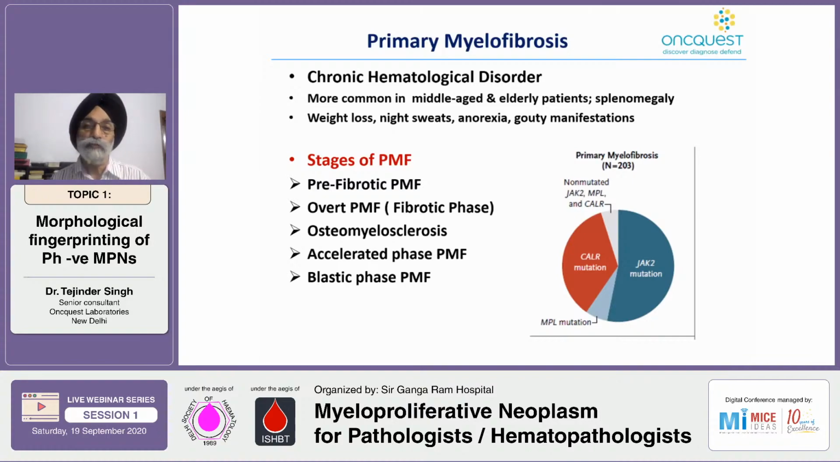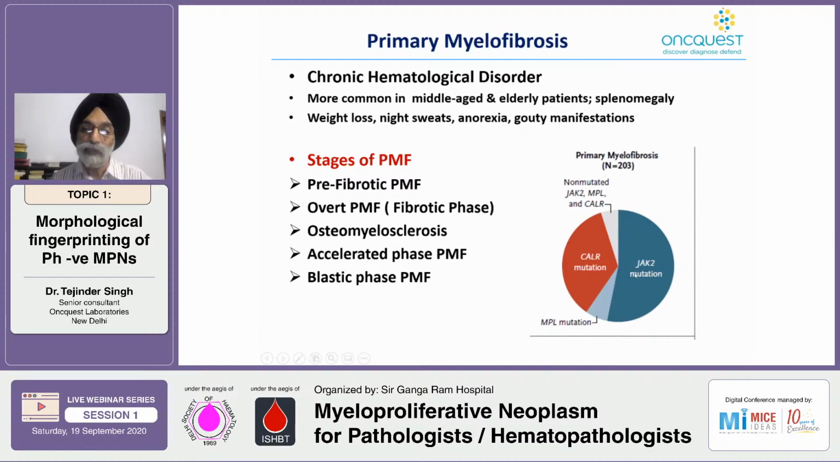Then we go on to primary myelofibrosis. Now there are 5 stages. First is prefibrotic PMF, overt or the fibrotic phase. Then we have the osteomyelosclerosis, which may go on to accelerated phase, and finally there could be a blastic phase.